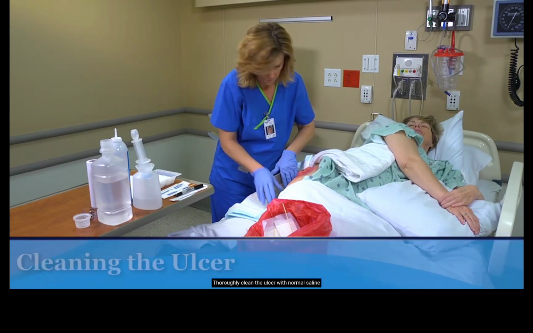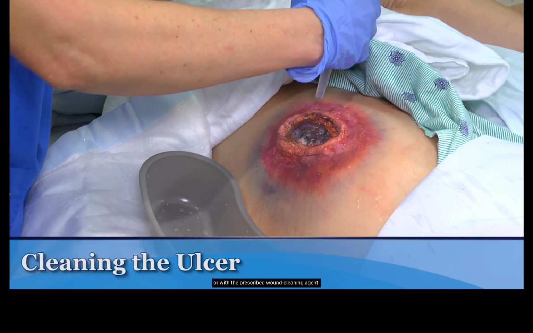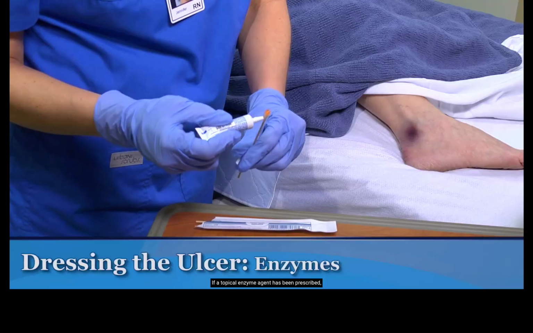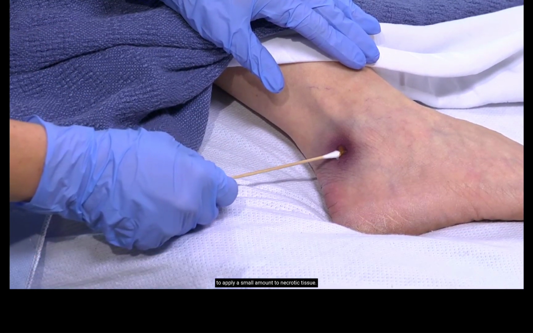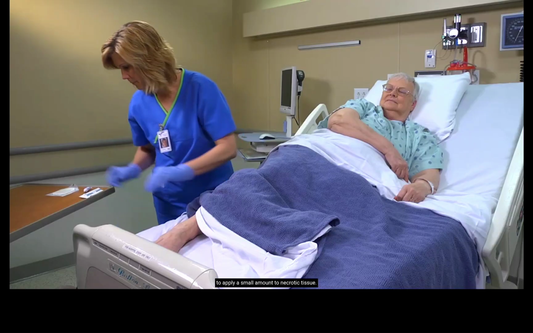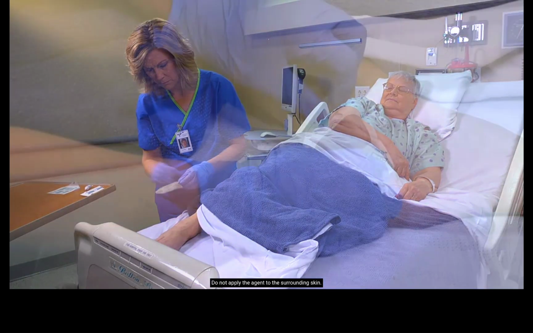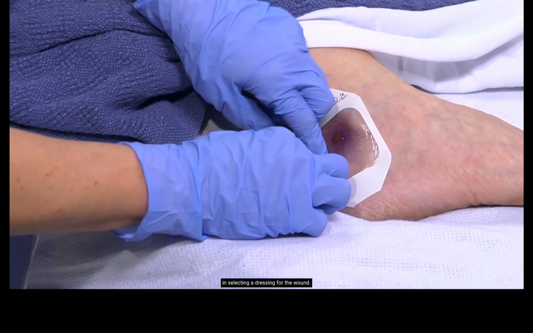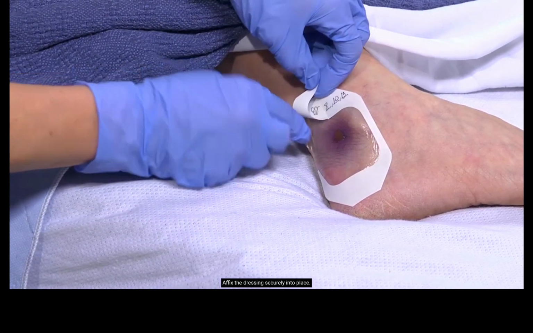Thoroughly clean the ulcer with normal saline or with a prescribed wound cleaning agent. Then dry the wound. If a topical enzyme agent has been prescribed, use a sterile cotton-tipped applicator to apply a small amount to necrotic tissue. Do not apply the agent to the surrounding skin. Follow the recommendations of the enzyme manufacturer in selecting a dressing for the wound. Affix the dressing securely into place.